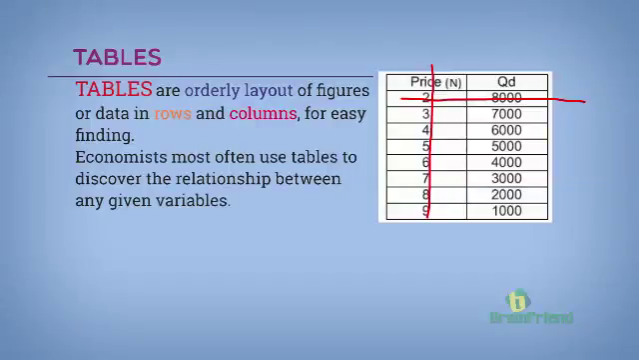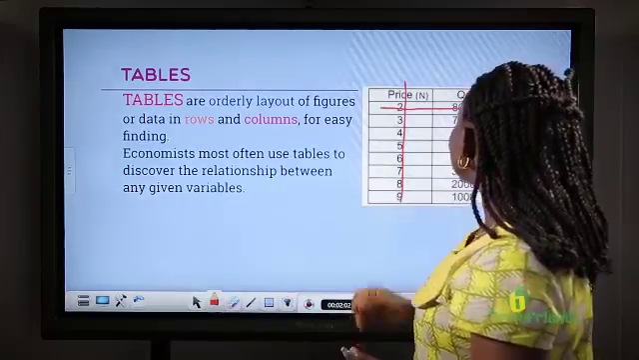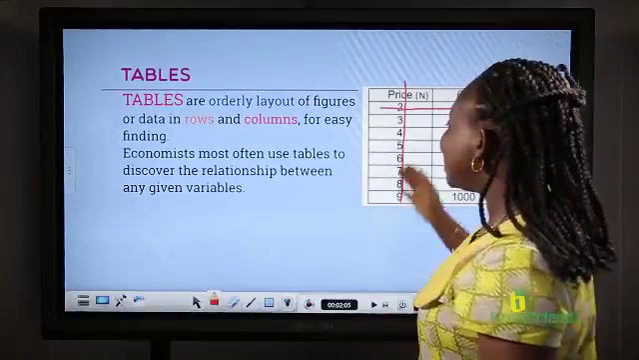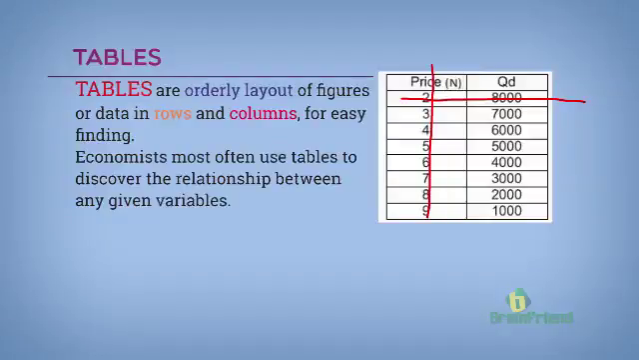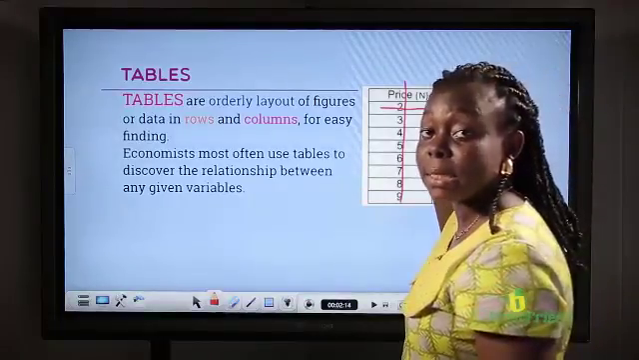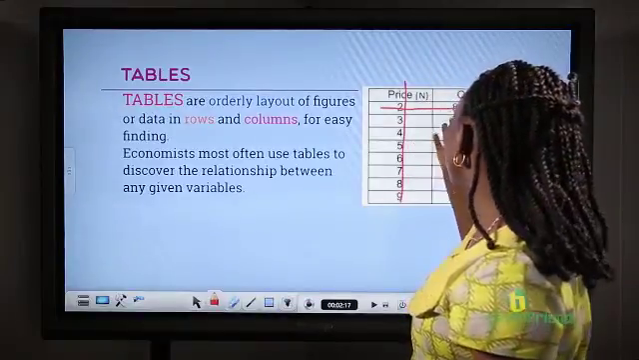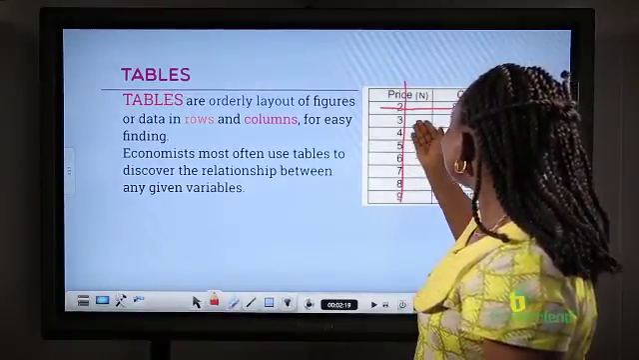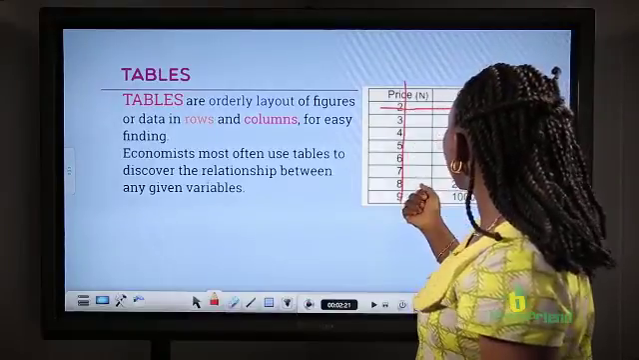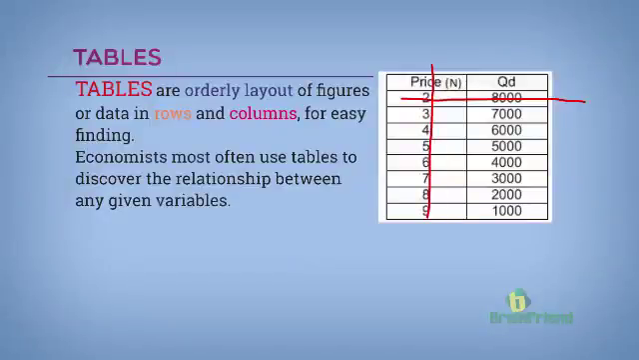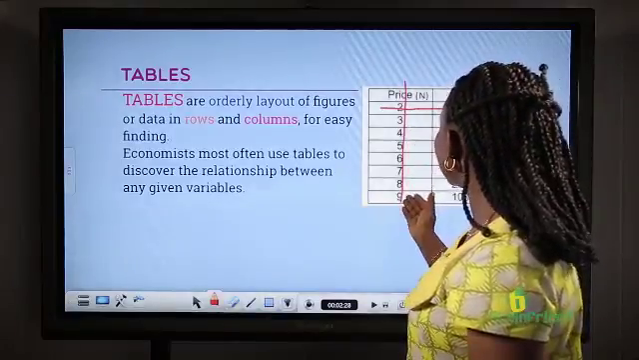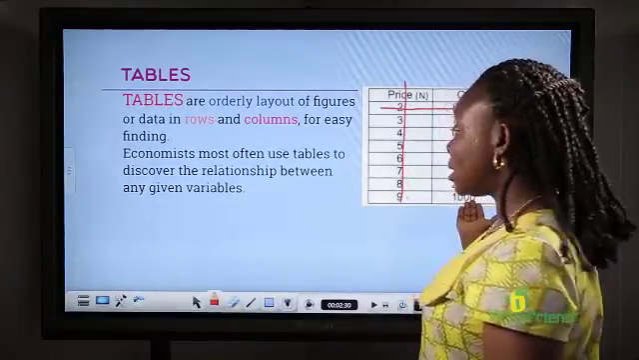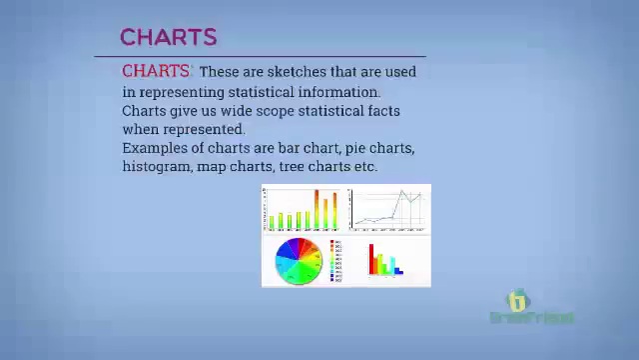We have a table with price and quantity demanded. This table is basically to look at or analyze the relationship that price has with quantity demanded. From the table we can easily say at a lower price of 2 naira, more quantities were demanded, and at a higher price of 9 naira, fewer quantities were demanded.